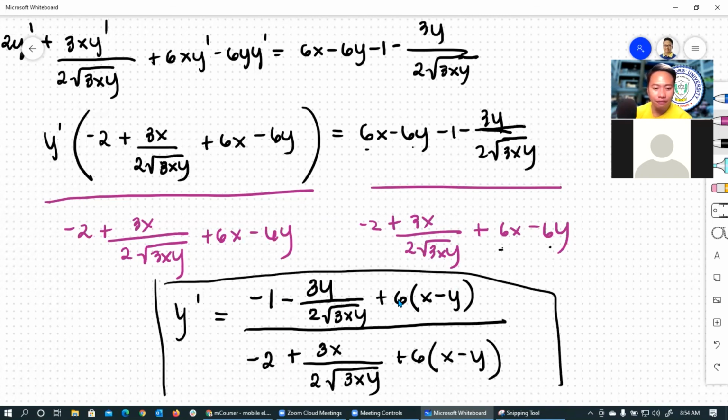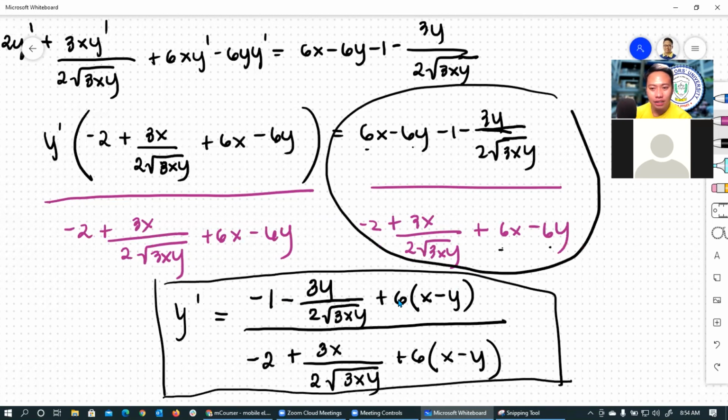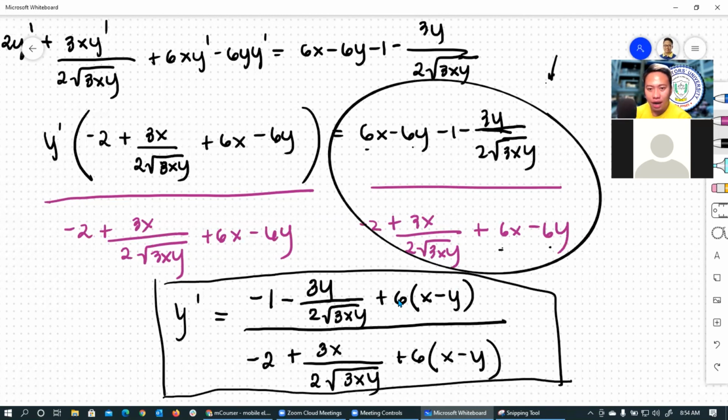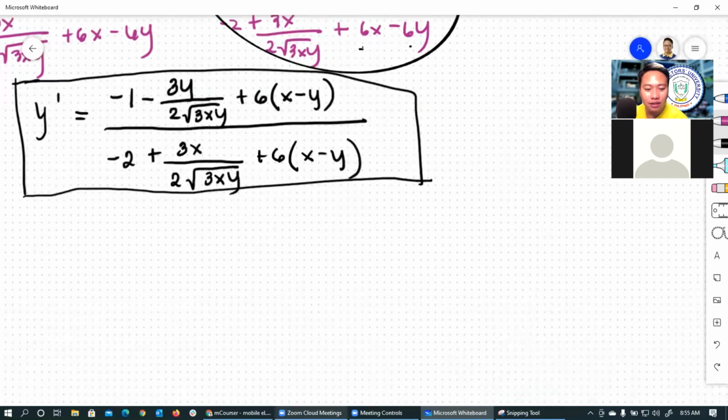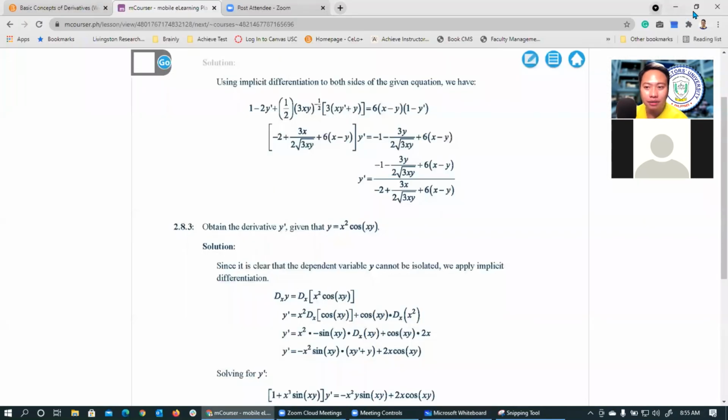Now, if you ask me, sir, would it be okay to stop at this answer? Yes, actually this is already an answer. I would already accept this and give you full credit for this. The reason I'm writing this down as a box, guys, is that I want you to see the comparison between this answer and the answer in the book, and make sure they are similar.